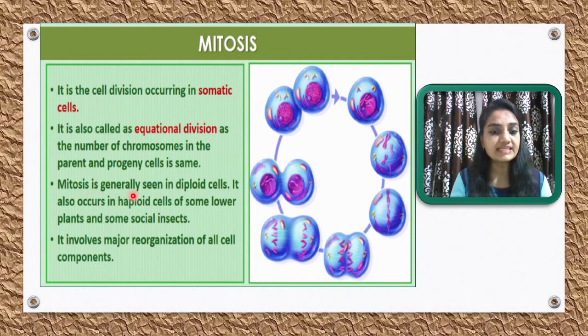Mitosis is generally seen in diploid cells. It also occurs in haploid cells sometimes, in some lower plants and some social insects like the honeybee. It involves major reorganization of the cell components. So this is a very important phenomenon of mitosis.